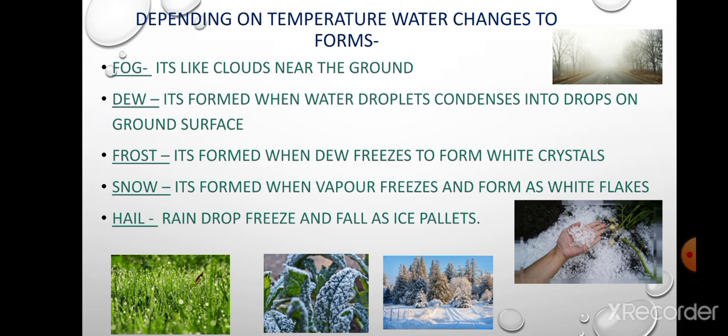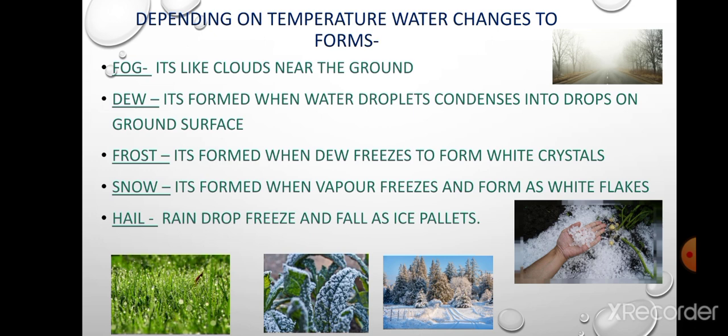Next is the dew. It is formed when water vapor condenses into droplets on different surfaces on the ground, for example on the leaves or grasses, window glass or car glasses. We can see those dew drops.